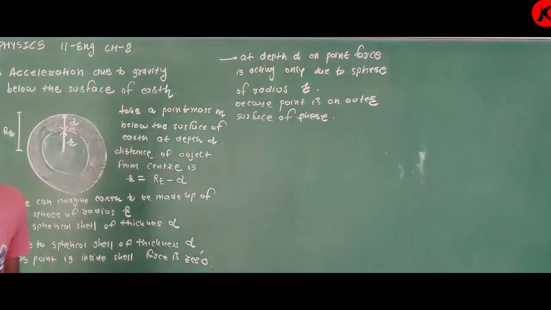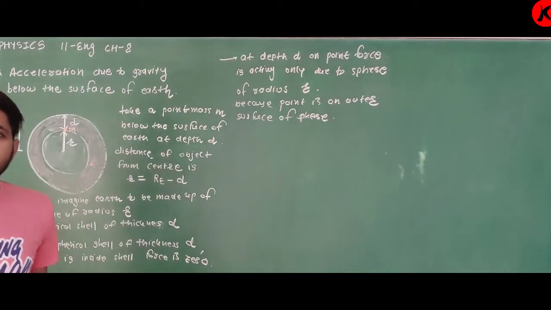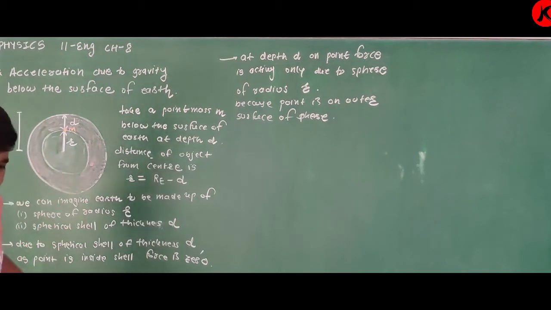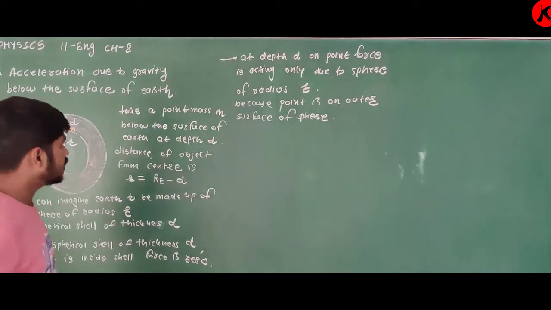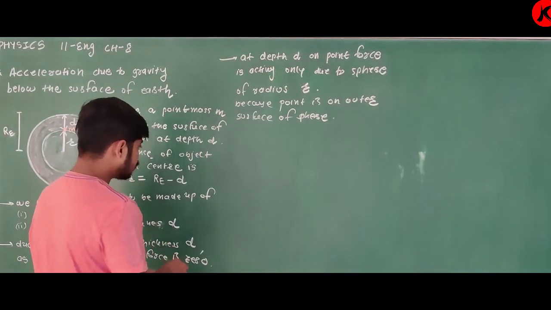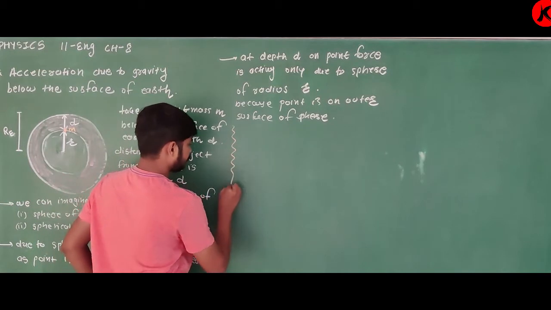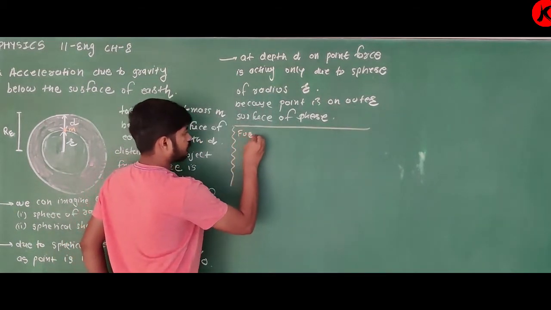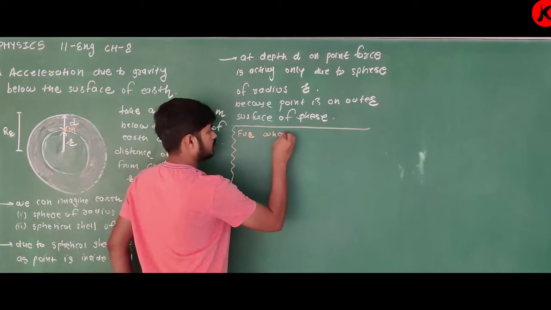We know that ME is the mass of the whole Earth and RE is the radius of the whole Earth. Yes or no? So is the mass of this part ME? No. First of all we have to find the mass of this part, that is, the mass of this sphere. How to find? See, here I will write for the whole Earth.